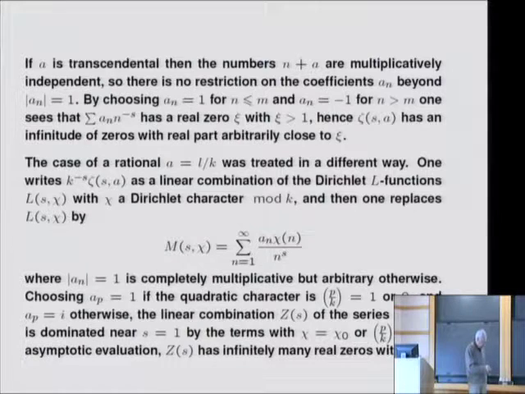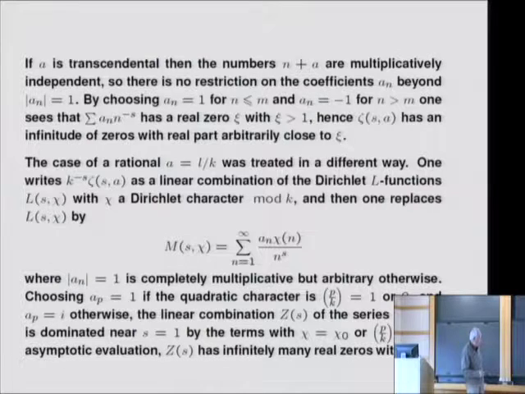And you notice the same story, that the values of the function here are the same as the values of the L function. So you choose a_p for a prime equal to 1 if the quadratic character is 1 or 0, and i if the quadratic character is minus 1. Then what happens is you can replace the linear combination which describes the Hurwitz zeta function by the one in which you have substituted the quadratic character in that way.